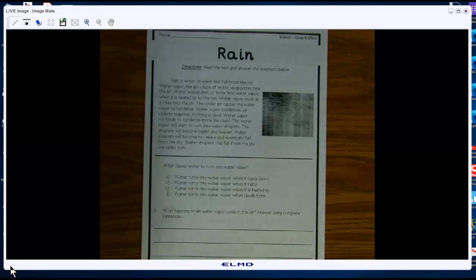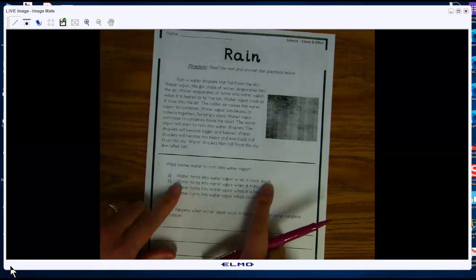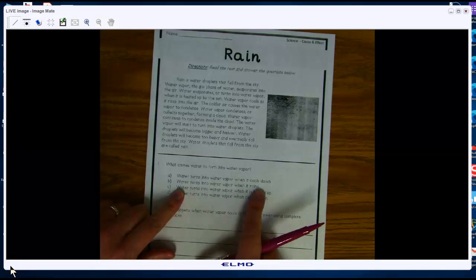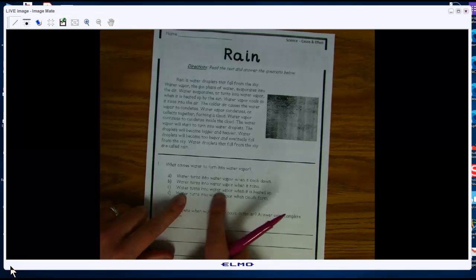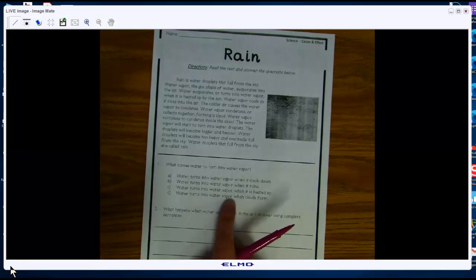What causes water vapor or water to turn to water vapor? A, water turns into water vapor when it cools down. Remember, water vapor is a gas. B, water turns into water vapor when it rains. C, water turns into water vapor when it's heated up. Or D, water turns into water vapor when clouds form.